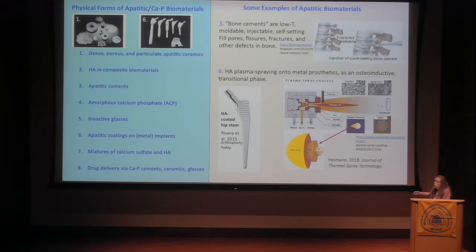We have amorphous calcium phosphate, which is an incredibly important, powerful material, both biologically and in biomaterials, and it needs its own talk, so I move along. The bioactive glasses may or may not have calcium and phosphate in them. Then we get to the apatitic coatings on metal implants, like this one here, and it's done through a high temperature, greater than 1500 degrees, plasma spraying process, little beads of melt that then crystallize into rather complex solids.